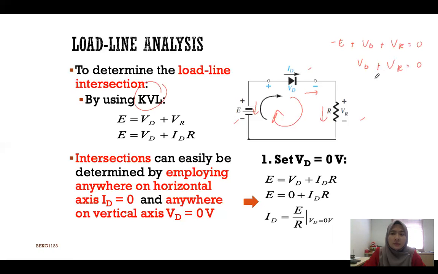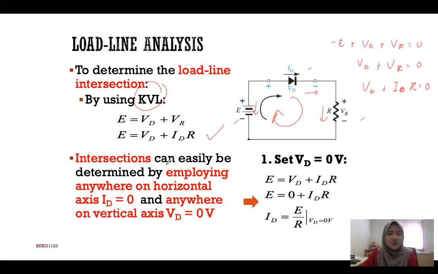VR is actually ID times R, so VD plus ID R equals 0. ID is the current across the diode here. Since this is a series circuit, the current is the same. So by using KVL, you will get E equals VD plus ID R.